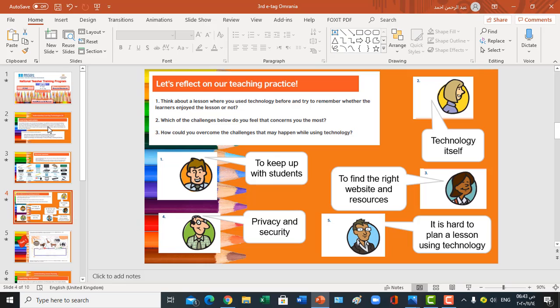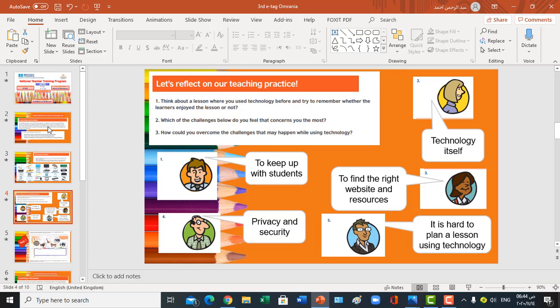After that, teacher number 4 said privacy and security. Here is a big problem for our students, because some sites want to take your personal data before you enter the site or take some information through it. This is called using your personal data in a wrong way.